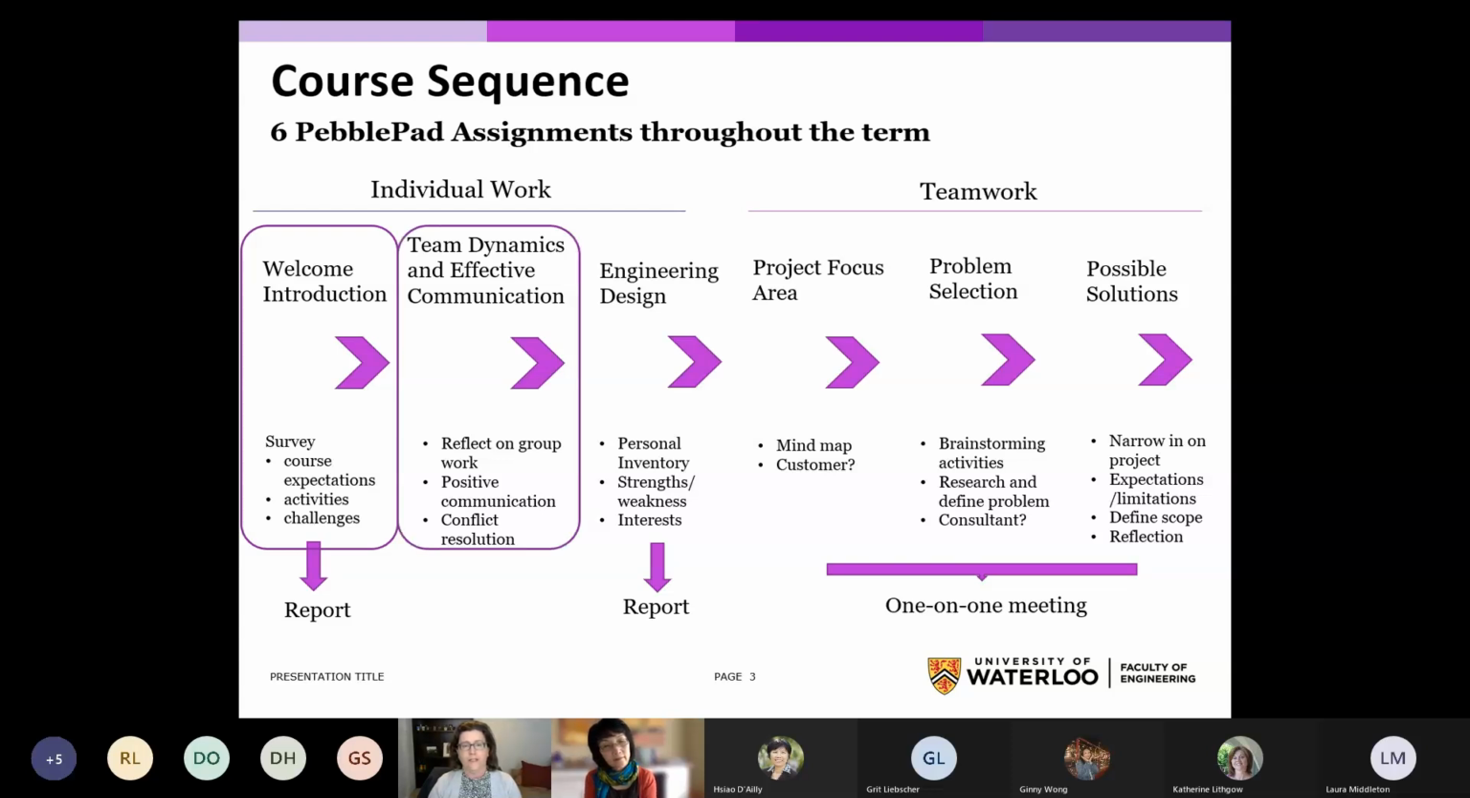So after an introduction, we took a look at some of the soft skills that I think are important for a design group. So some team dynamics, effective communication. A lot of individual reflection I thought was really important here. And then we move into more of the technical side of things. So walking through engineering design, they start to look at their personal strengths and weaknesses in terms of teamwork, but also the technical side. So maybe what work they've done on co-op, what areas interest them for a project that they might work on.